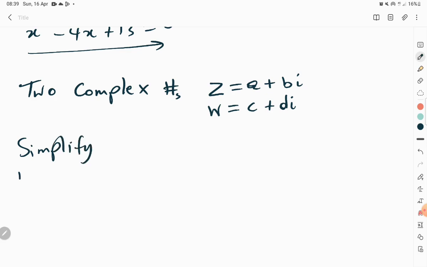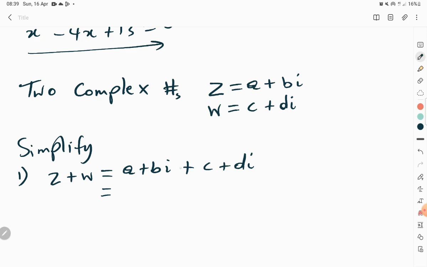What are you simplifying? You're simplifying z plus w. Which means you are adding this complex number to this complex number and simplifying your solution. Now, what are we having? This is just equal to a plus bi, then plus w, which is c plus di.